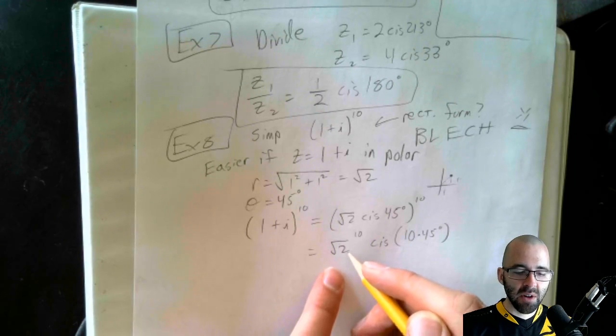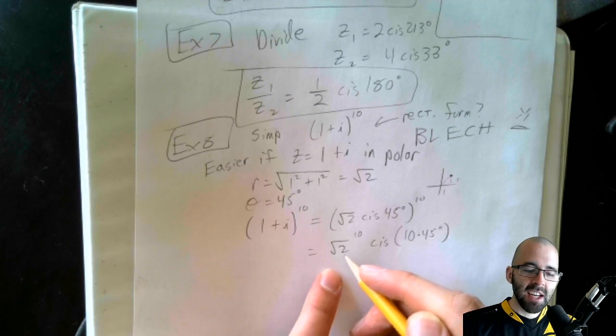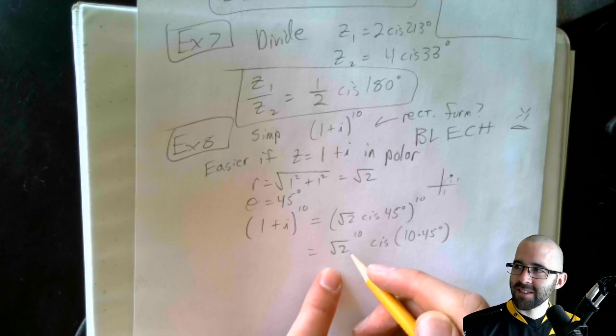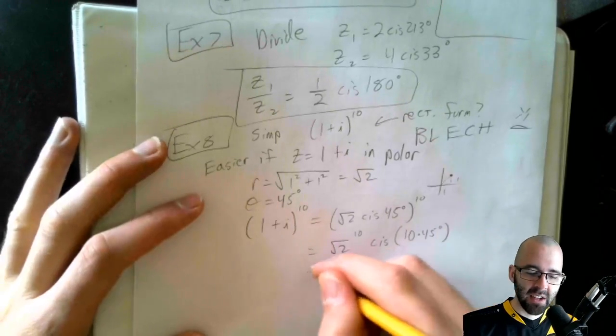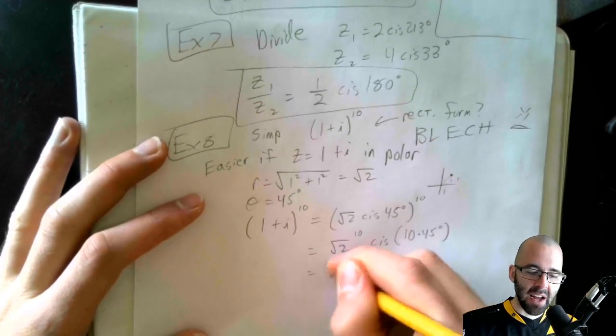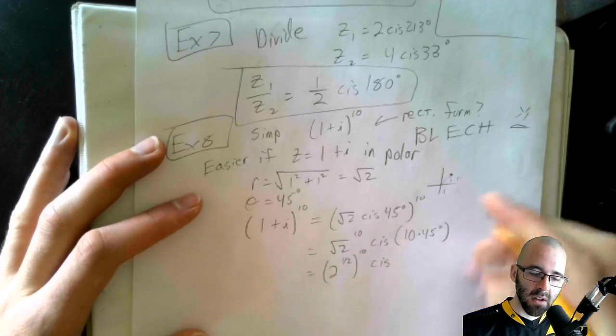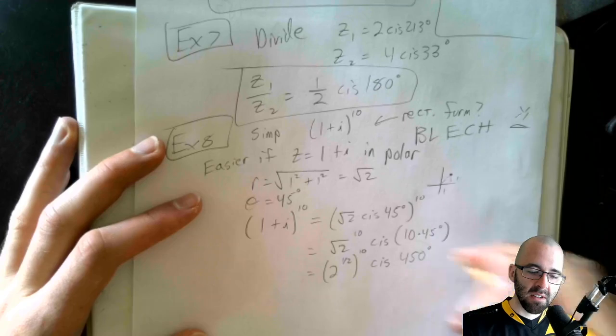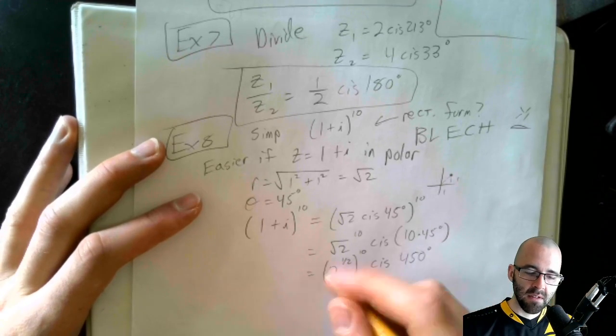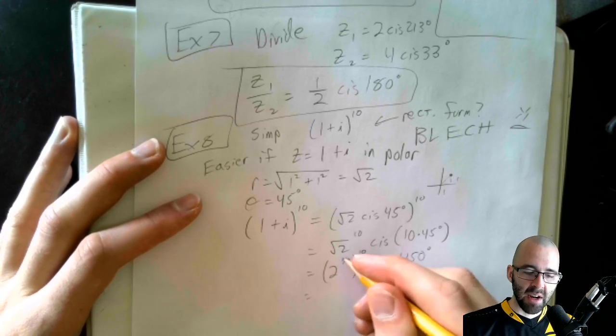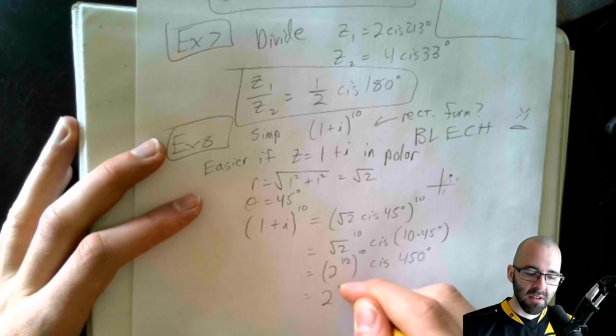Careful here. Square root of 2 to the 10th power. If you remember rational exponents, you can make this a little easier. This is square root of 2, which is 2 to the 1/2 power, raised to the 10th. And this just becomes 450 degrees. And now we just multiply these, right? 1/2 times 10 is 5.